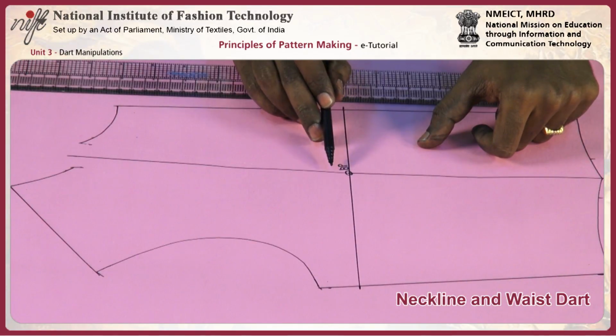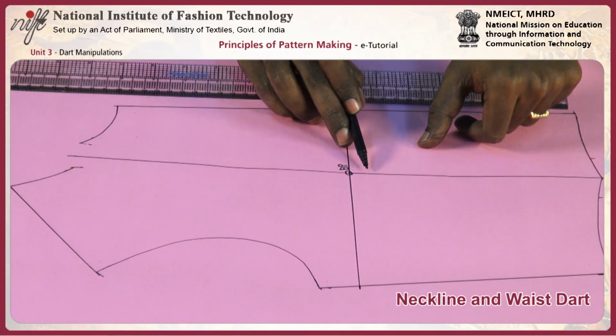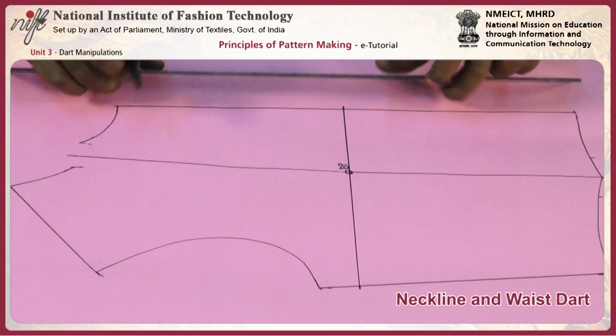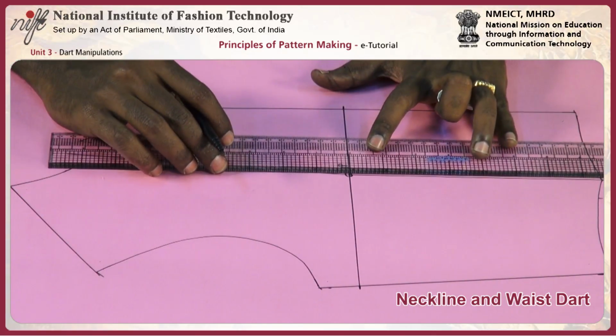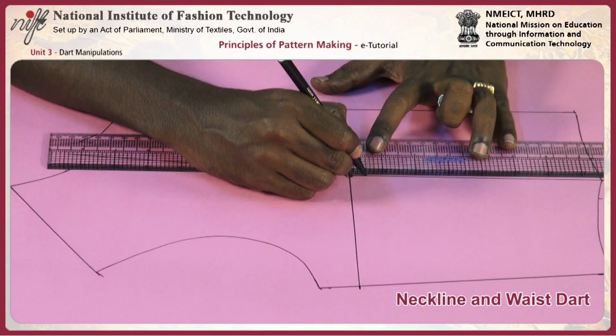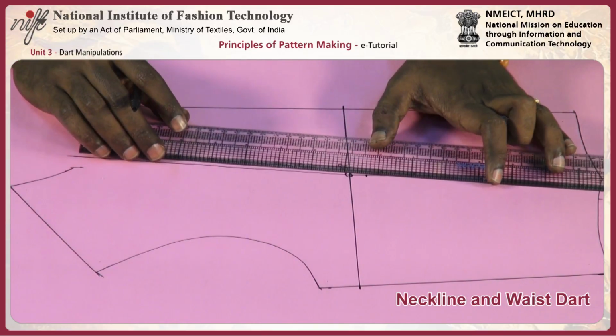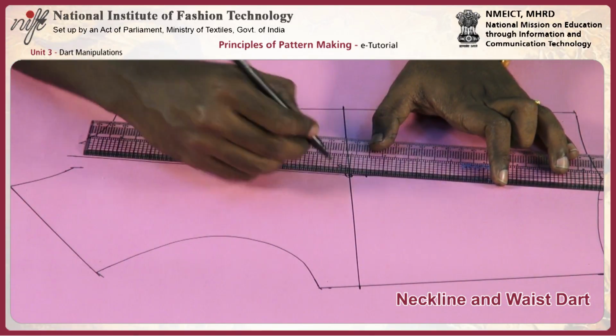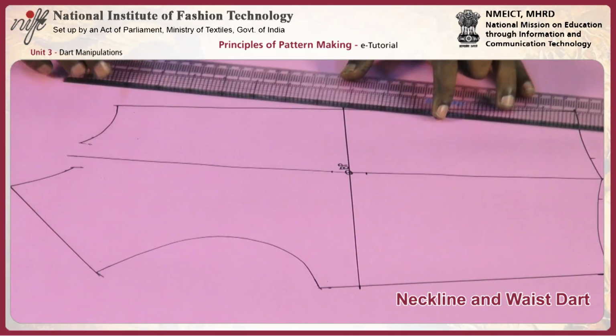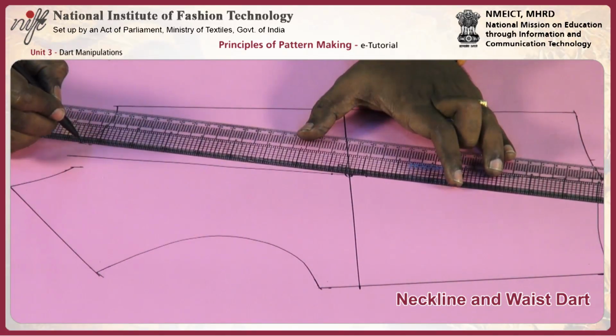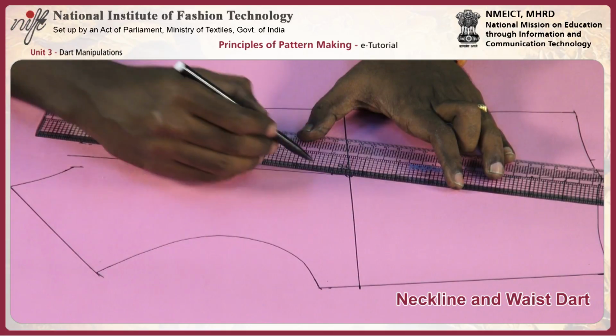You have to reduce half an inch on the neckline dart and waist dart. Mark half an inch away from the bust point. Redraw the dart legs.